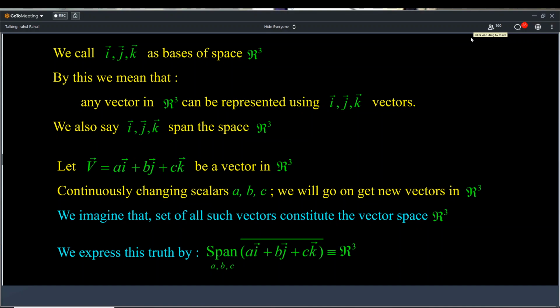And mathematically, this can be given as the span over a, b, c of ai + bj + ck, and the closure of that. Closure means it will also take care of the boundary value problems. And this will be nothing but a member of R3, the three-dimensional vector space. It means these basis vectors i, j, k are spanning the three-dimensional vector space over a, b, and c.